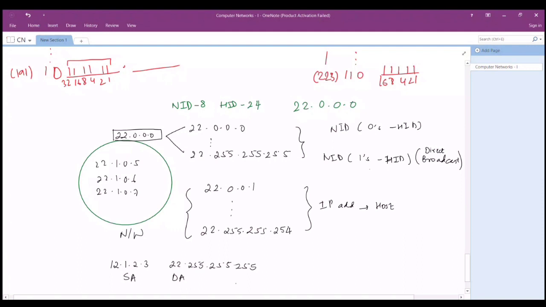22.255.255.255 would be direct broadcasting. If I need to do a unicast to 22.1.0.7, then the source address would be the same, my address 12.1.2.3, and the destination address would be the IP address directly, that is 22.1.0.7.